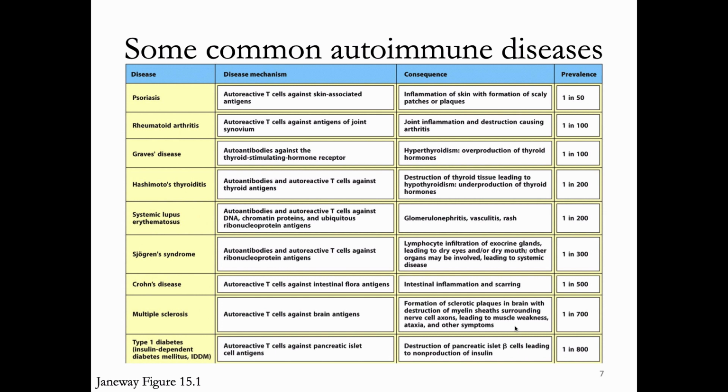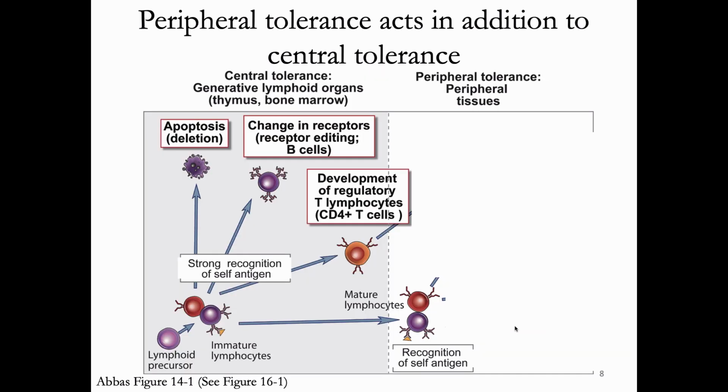The moral of this story is it's not 100% of people. And so from what I've just told you about the flaws in central tolerance, you might look at these data and say, these numbers are lower than I would have expected. I would have expected everybody to have these problems. And the reason why, which was sort of what Mark was alluding to, is because happily, we've got this other thing called peripheral tolerance.